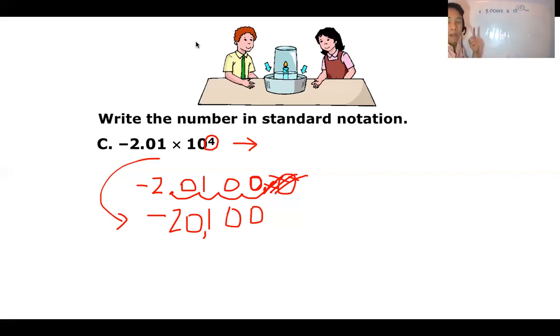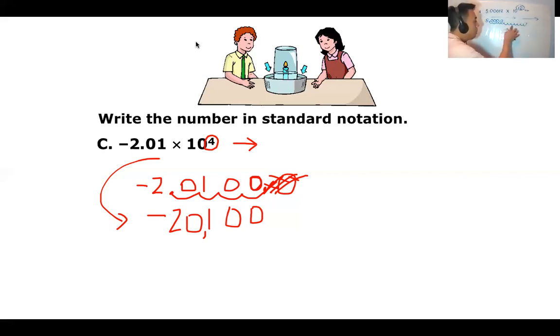So if we have a positive exponent, we need to move our decimal point to the right side. Right side tayo magmo-move. So if we have 5.00012, we need to move to the right side 12 times. From here, this is our decimal point. 1, 2, 3, 4, 5, 6, 7, 8, 9, 10, 11, 12. This is now the decimal point.